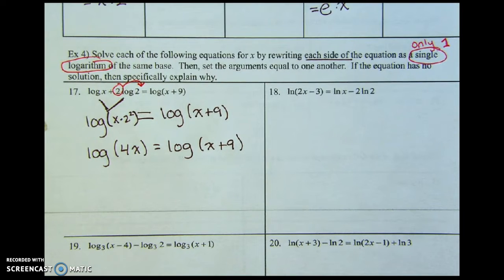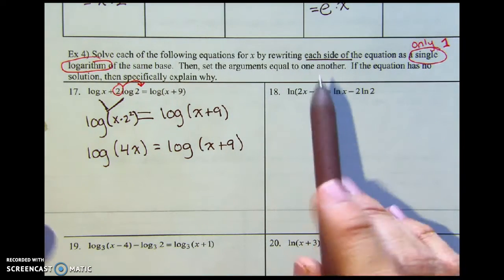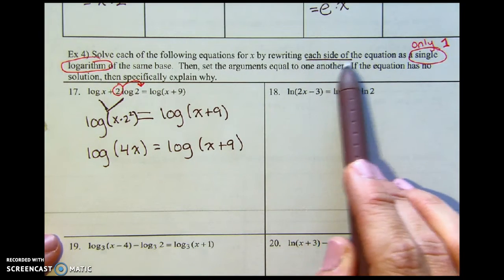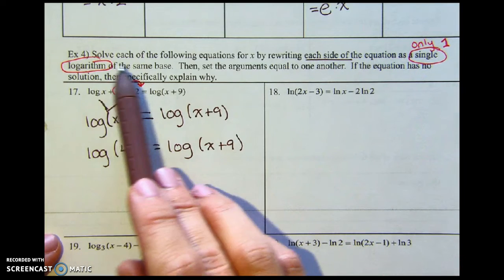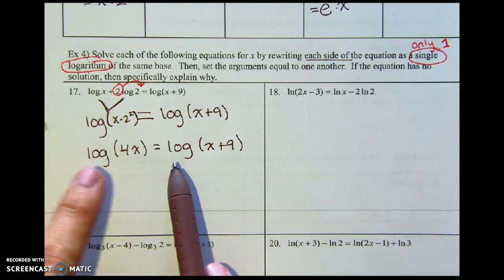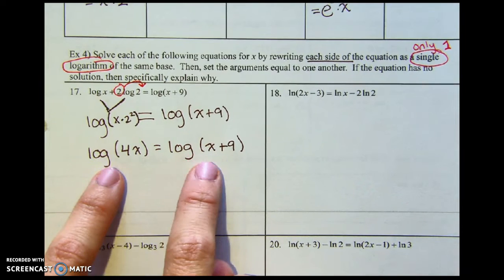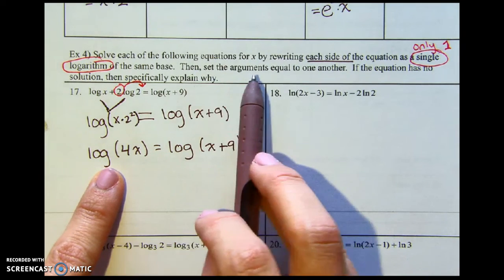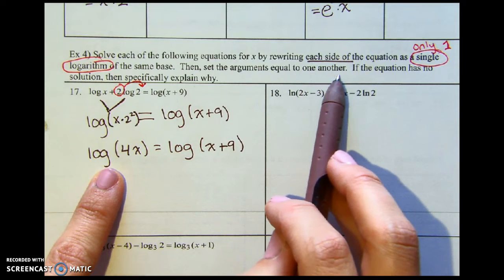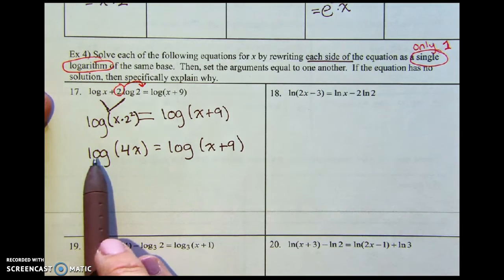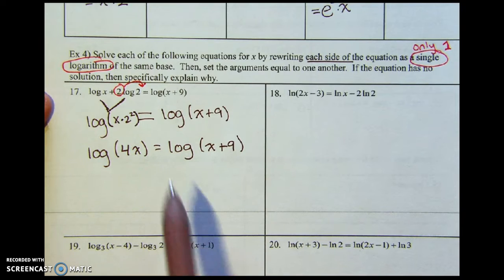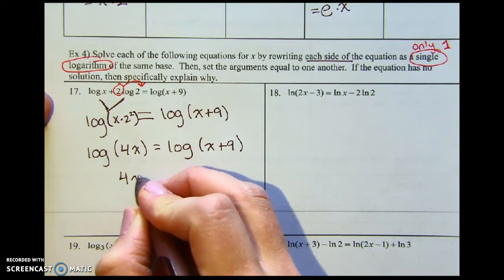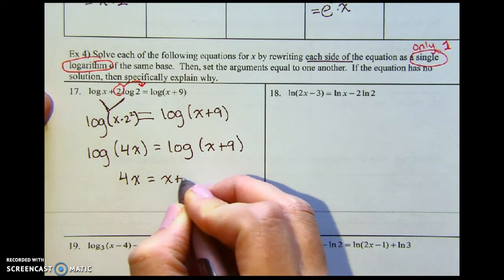Okay, if only there were instructions on how to do this. Oh, it's right here. Rewrite each side of the equation as a single logarithm of the same base. Single log, same base of 10. Okay, great. Step 2. Set the arguments equal to one another. Okay, so you're saying if we have the same base and the same log, then what that means is that 4x equals x plus 9.